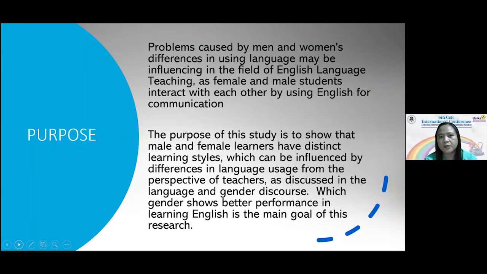I will start this with the purpose, but actually I would like to share with you a little bit about the background. Nowadays, sociolinguistics covers a wide range of academic issues. Gender and language are one of them. Gender and language describe the differences between men and women when interacting with others.